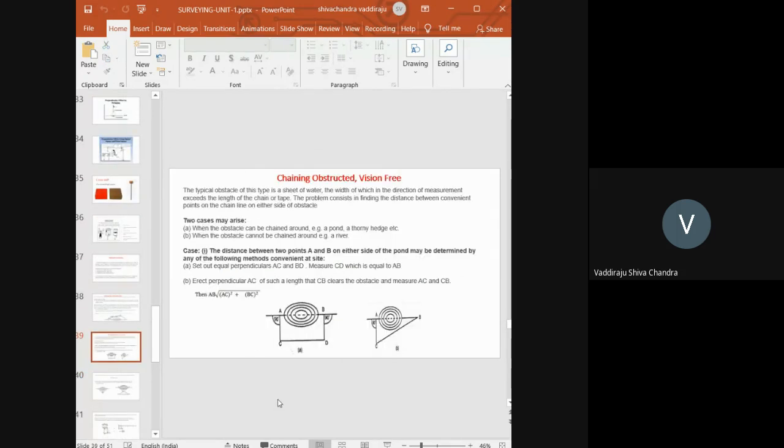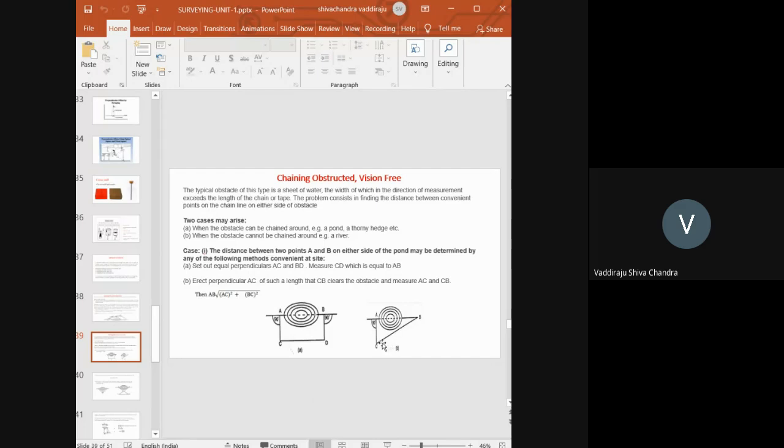In the same way, here also you can do the same thing, right? There is an obstacle here. Okay. So what I'm doing, I'm making a perpendicular on either side of the obstacle. I'm drawing a perpendicular AC and drawing a perpendicular BD. So I can measure AC distance, I can measure BD distance in the field. I can measure CD distance also. Now CD is equal to AB, right, from this diagram. Do you all accept? Yes, sir. These are right angles, so CD is parallel to AB. So AB is equal to CD.